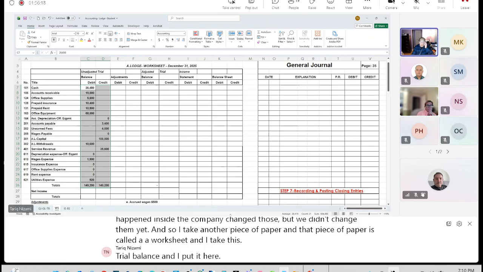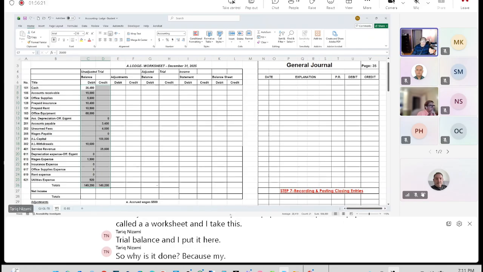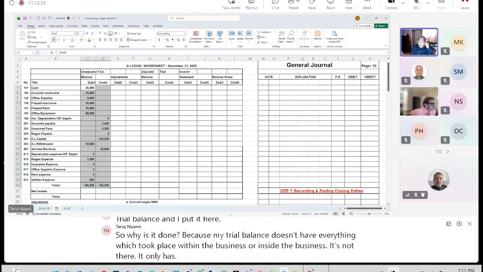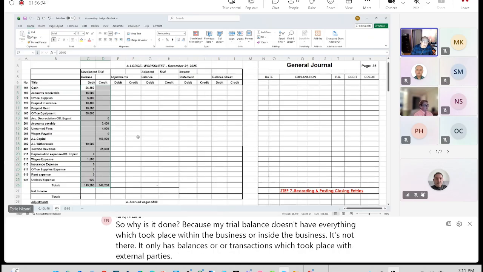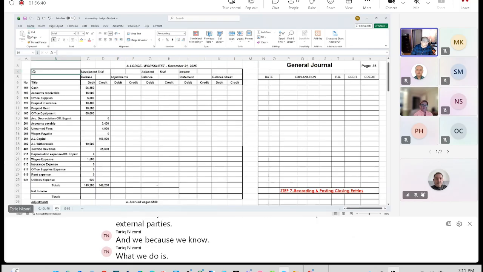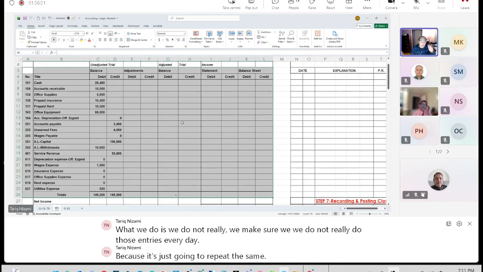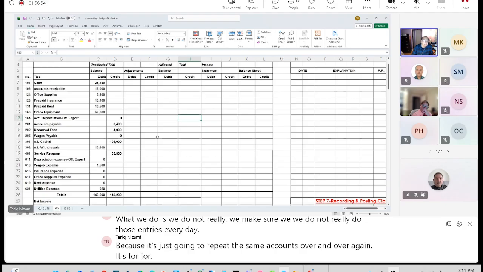So why is it done? Because my trial balance doesn't have everything which took place inside the business. It only has balances or transactions which took place with external parties. And what we do is make sure we do not do those entries every day, because it's just going to repeat the same accounts over and over again.